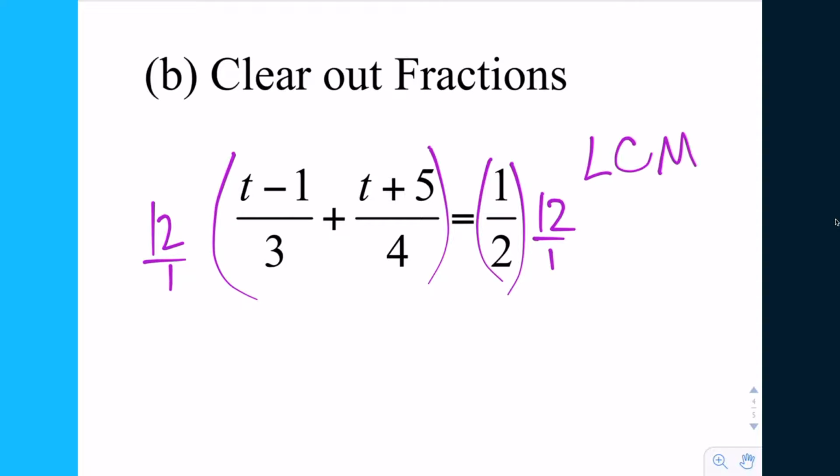So here's why it works. When you distribute now, do not go 12t minus 12. Don't distribute it to the top. That defeats the whole purpose of what we're doing. Divide before you multiply, right? Go small before you go big.